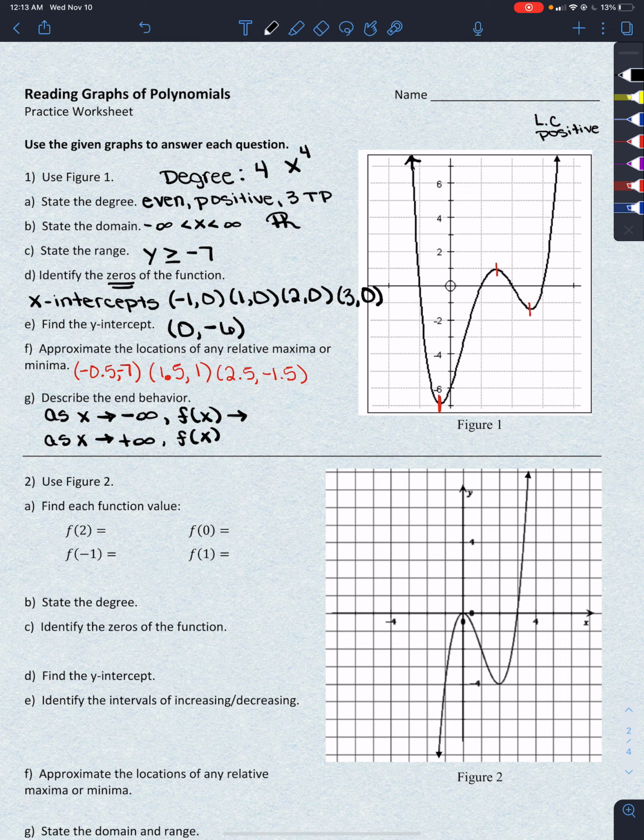Okay. Now, even degree, they're going to be the same thing. So whatever the right side is doing is exactly what the left side is doing. So the right side is going to positive infinity. So that means that the left side is also going to positive infinity. Okay. All right, so let's go look at figure number 2.